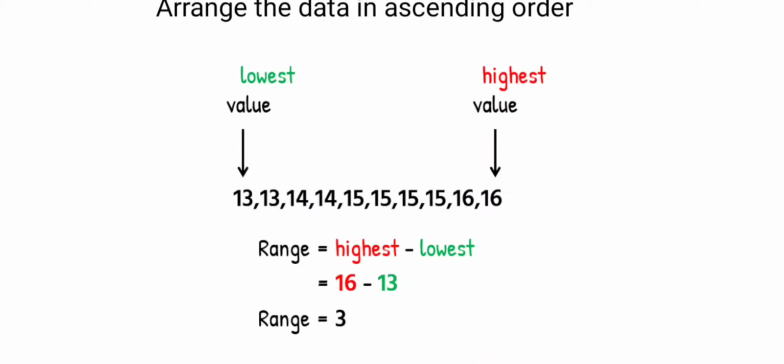Next, range. Range is the difference between the highest and lowest value. Here the highest value is 16 and the lowest is 13. We have raw data, then arrange it in ascending order, then find the range. Range is the difference between highest and lowest. 16 minus 13 is 3, so the range of this data is 3.